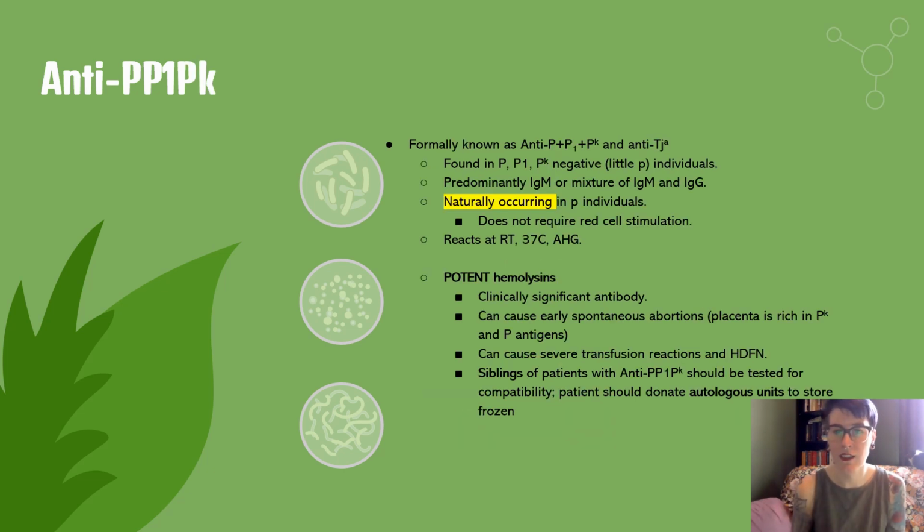Anti-P, P1, PK is a naturally occurring antibody in little p individuals. It does not require stimulation to produce. It reacts at room temp, 37, and AHG, and it is a potent hemolyzer. It can cause spontaneous abortions and severe transfusion reactions.